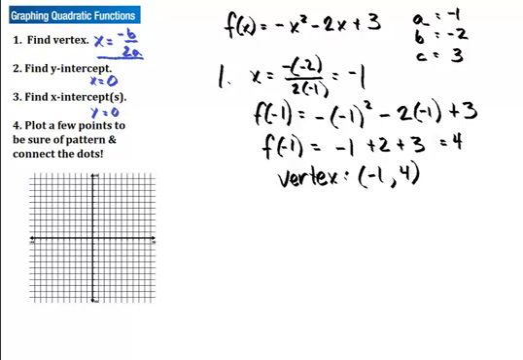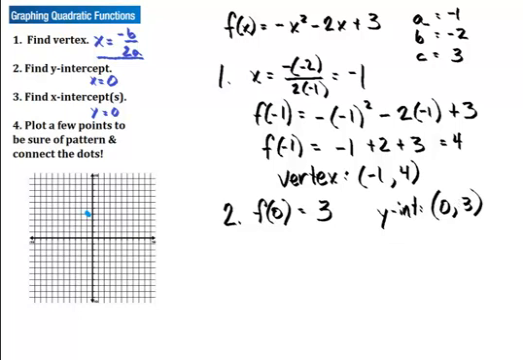Cool. Let's draw that dot. x is -1, y is 4. 1, 2, 3, 4. Gotcha. Step 2, y-intercept. So this means I plug in a 0 for x. So f of 0 is 3. Okay, so the y-intercept is the point 0, 3.